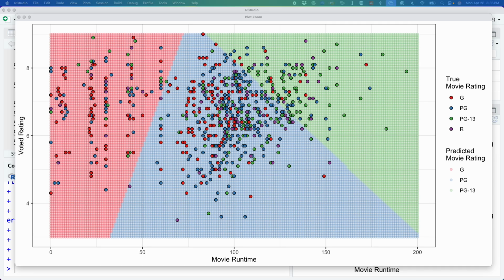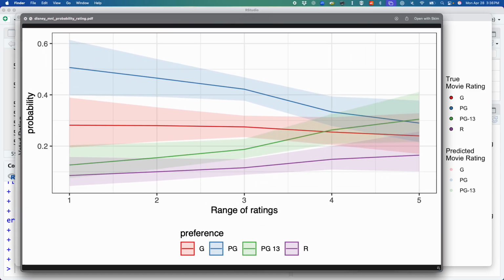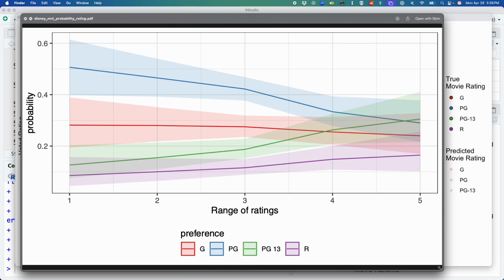Okay, so if you were to graph the probabilities, you do the prediction kind of as I was saying before, you would actually see something like this. So this one holds the movie runtime to the average, and then it plots the probabilities across the range of ratings of a particular outcome, right?